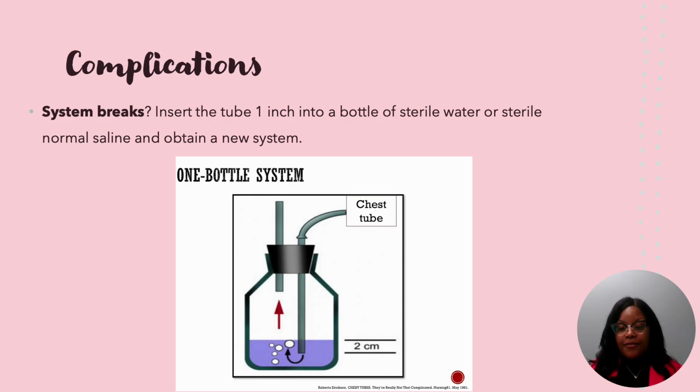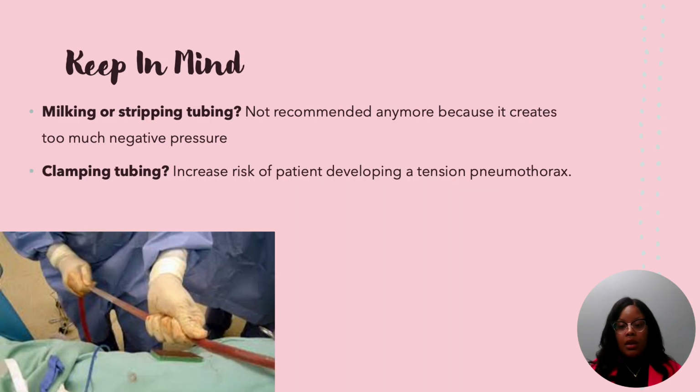Now, the biggest thing for you to understand is when the chest tube system breaks, the tube is still inside the patient. So there's a difference between the tube being dislodged and the system breaks. If the system breaks, that means the tube is still inside of the patient, but the chest tube drainage system itself is broken. So just make sure you understand the difference between those two, okay?